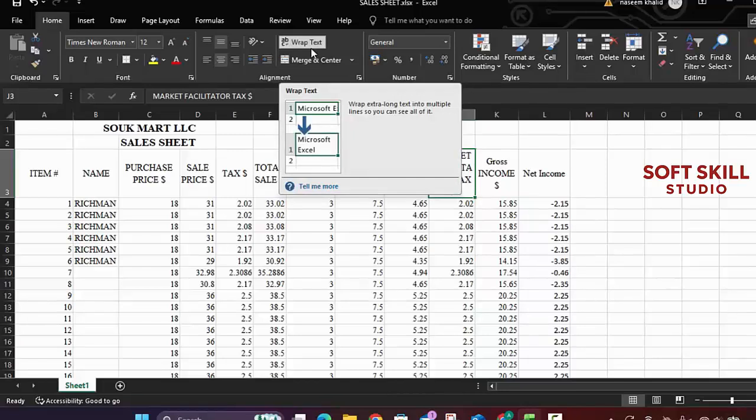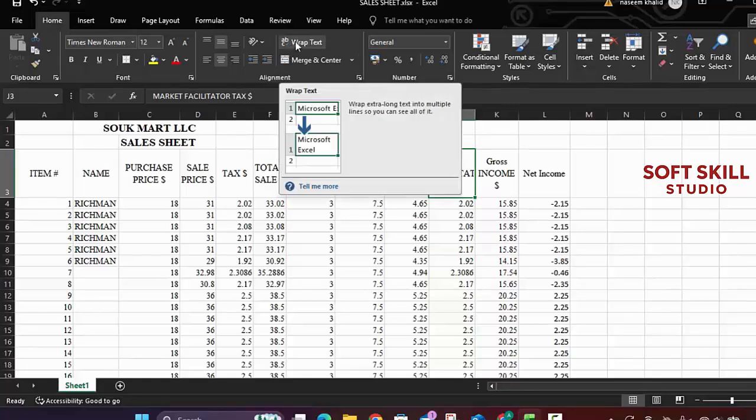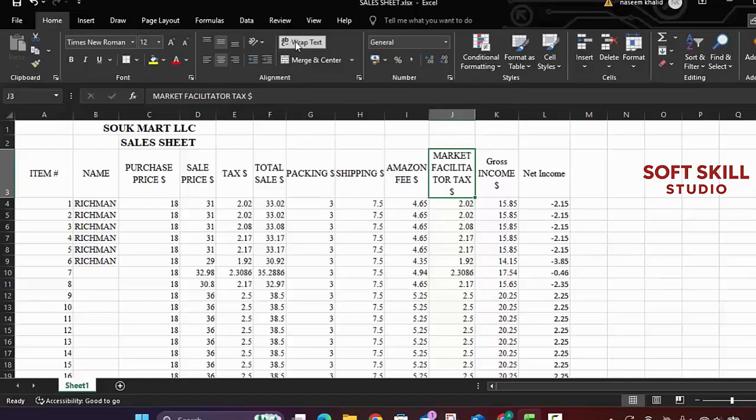Now I unselect the wrap text option. Have you seen this? The word is "market facilitator text", and if I choose the wrap text option, "market facilitator text". Have you seen this?